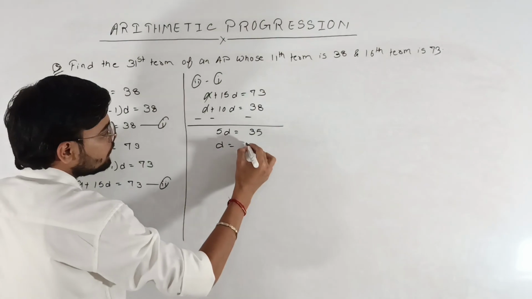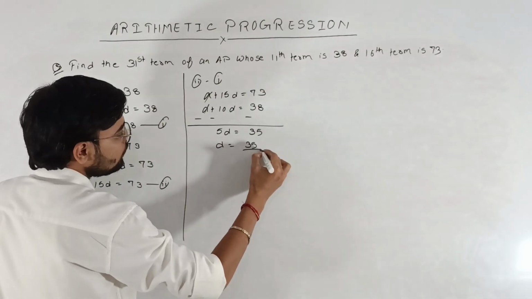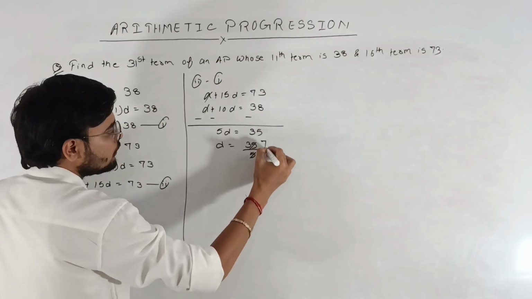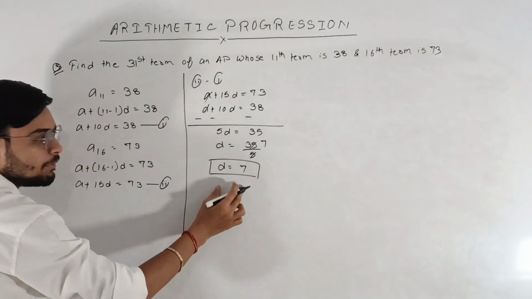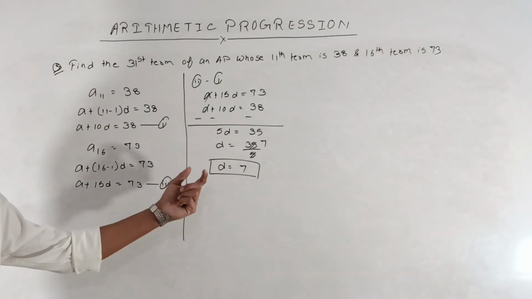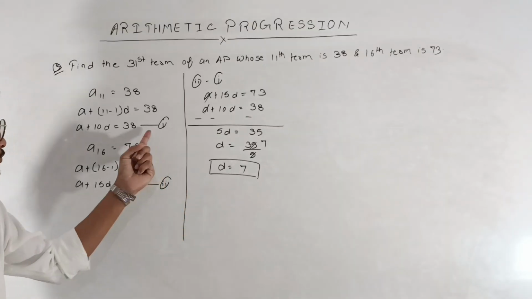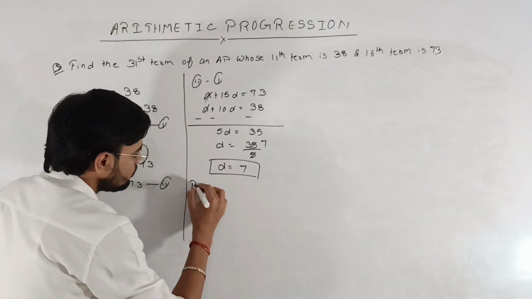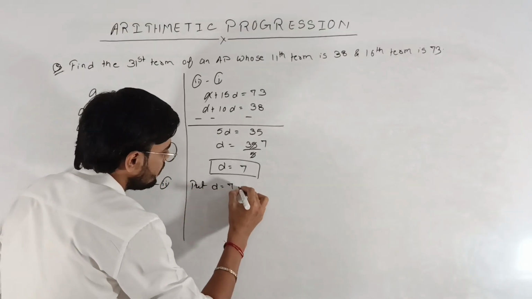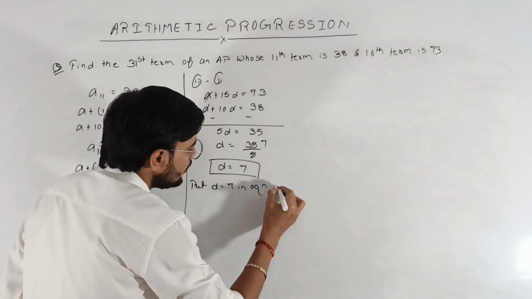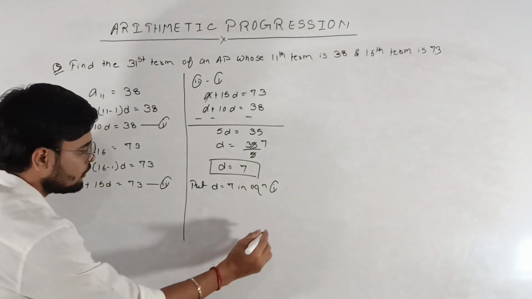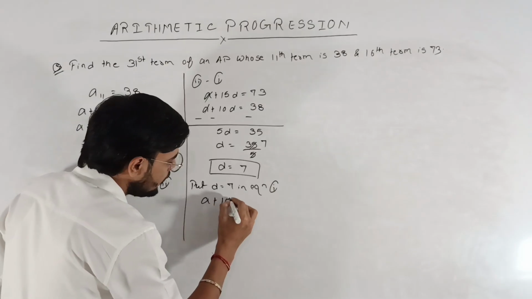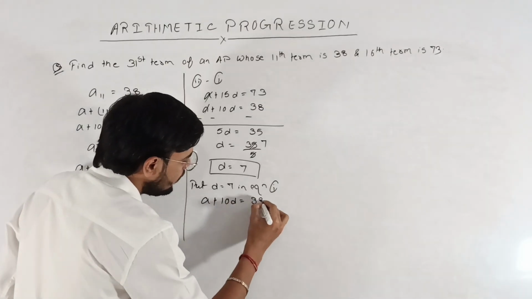Then from here d is what? 35 upon 5 is equal to 7. Then from here d is 7. Now we have d, that is 7. Now I put this value of d in equation first or 2. So I put d is equal to 7 in equation first. Now equation first is a plus 10d is equal to 38.